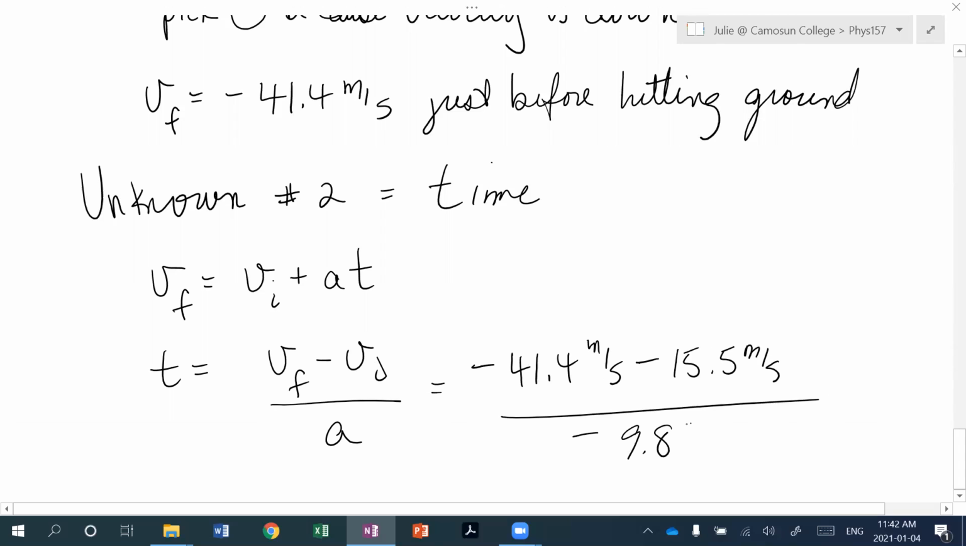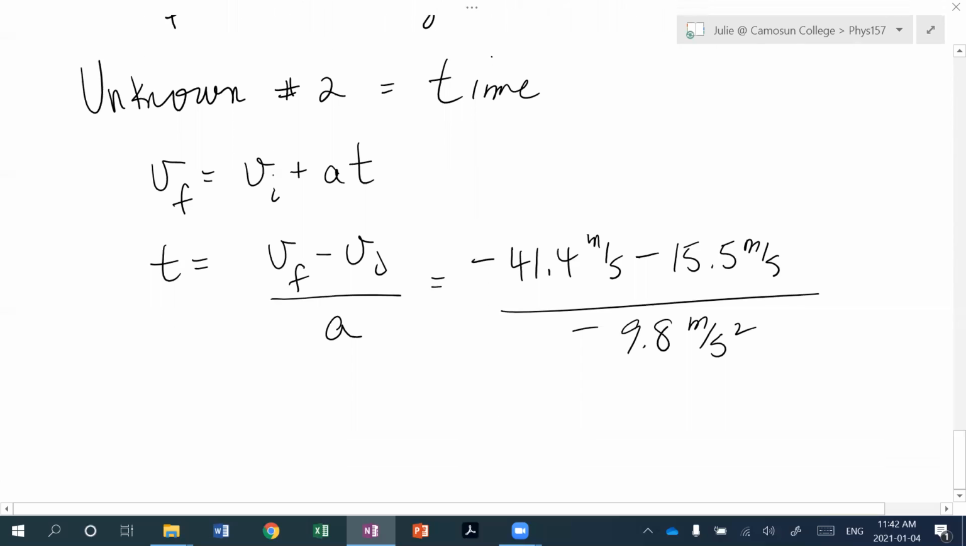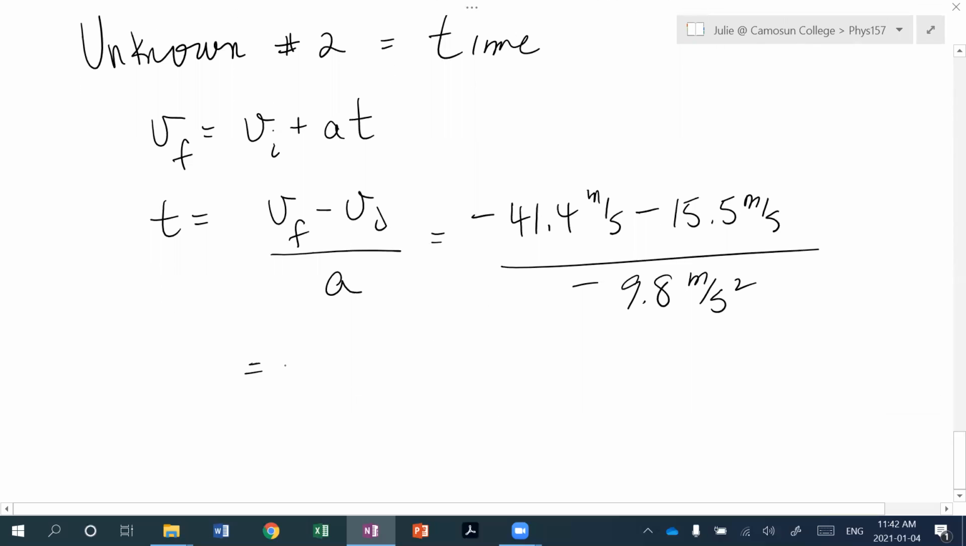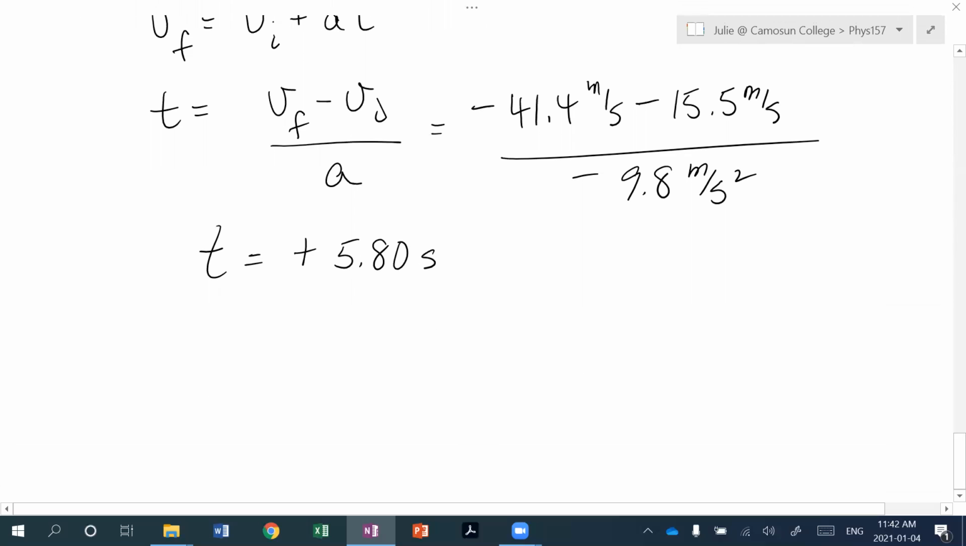And of course, the time has to be positive. So if you didn't put that negative 41.4, it wouldn't have worked out. Okay, and this turns out to be the time to get down there is 5.8 seconds. You should definitely confirm that that's correct. I'm just reading off of a solution here from the textbook. Okay, and then we want to know what maximum height it reaches.